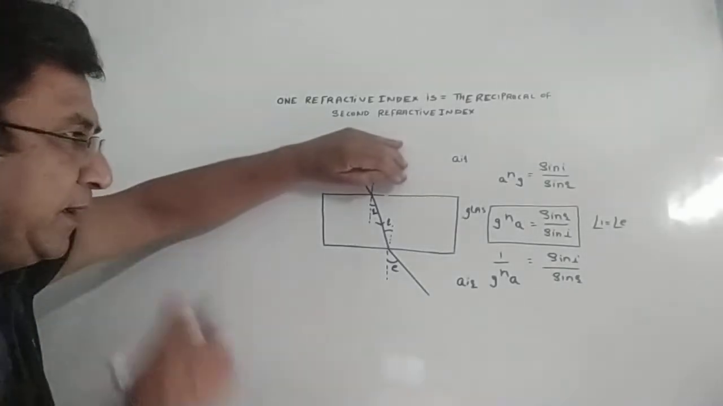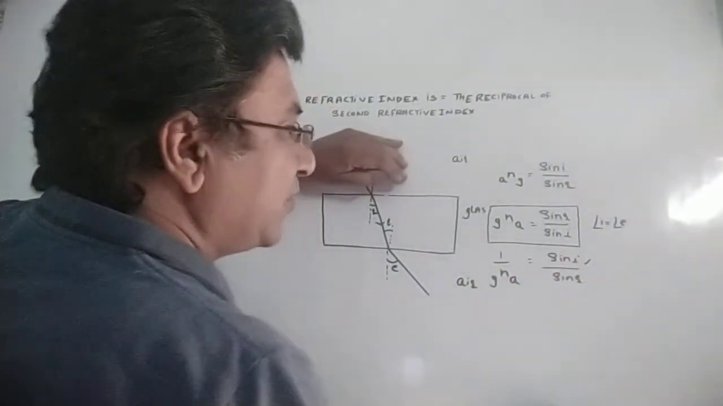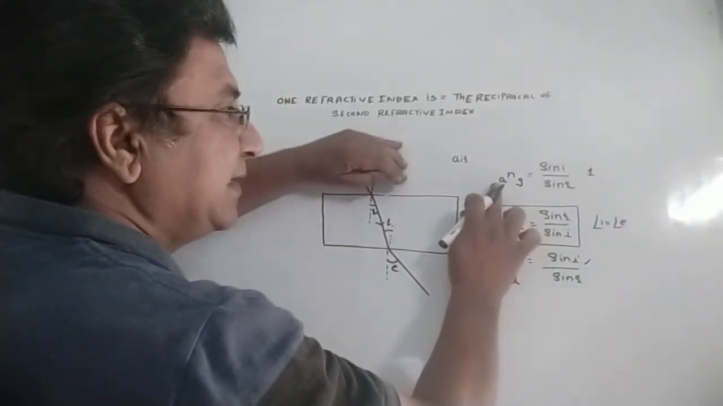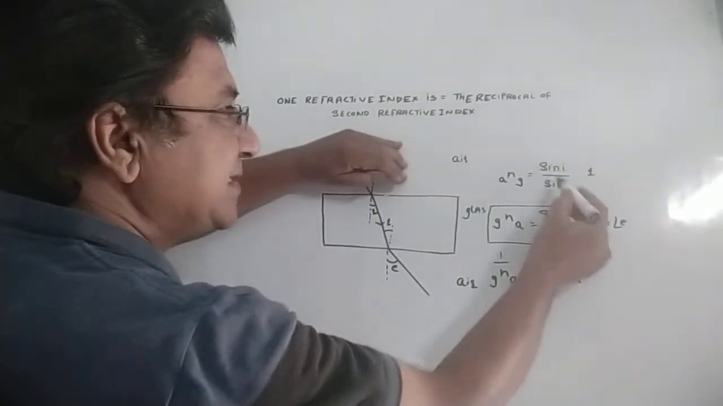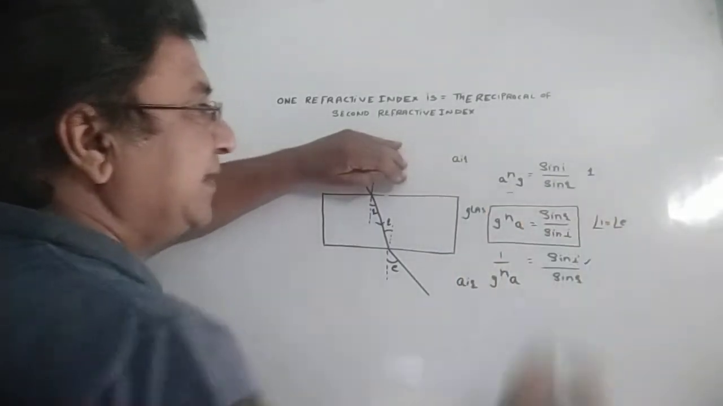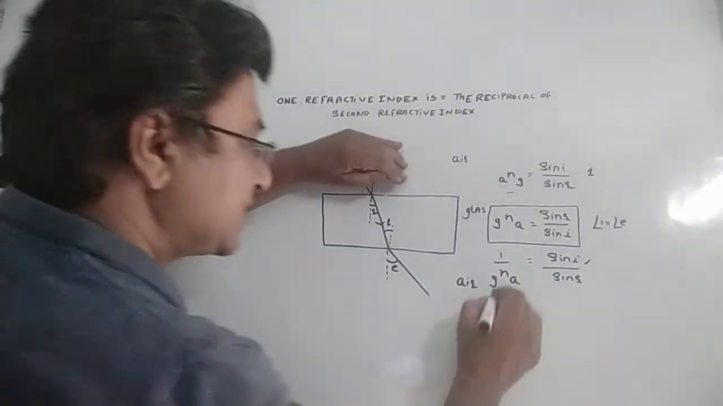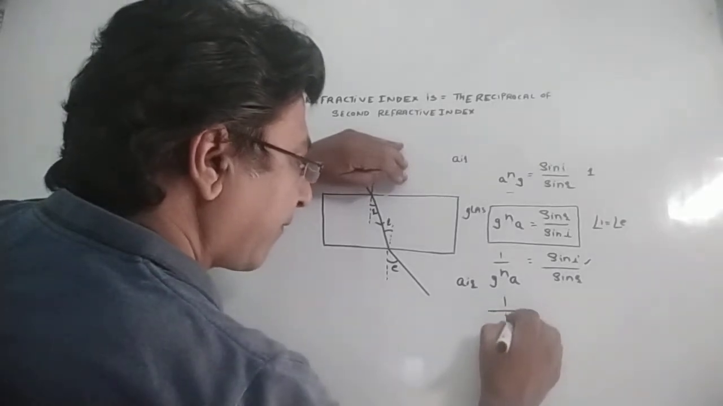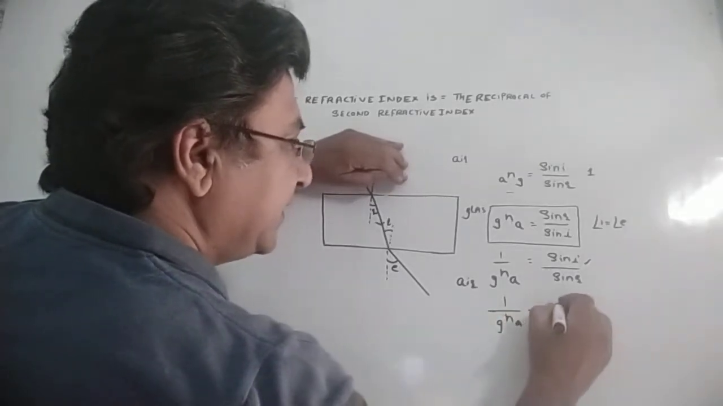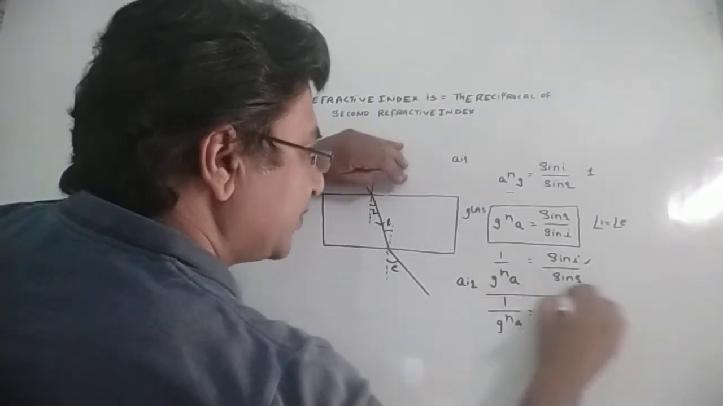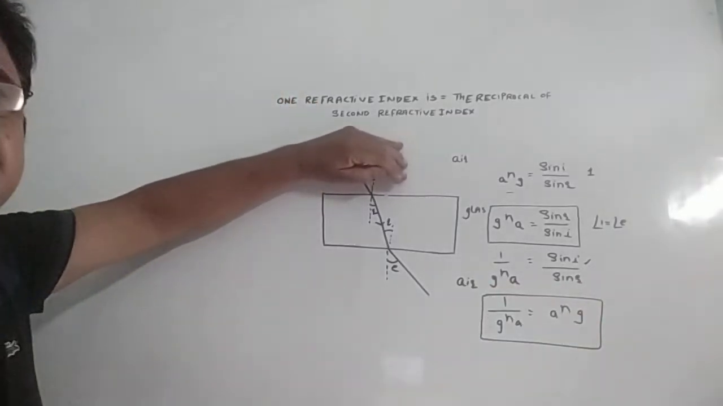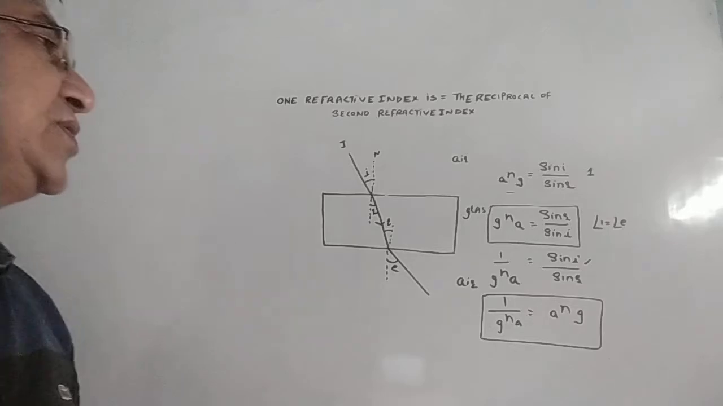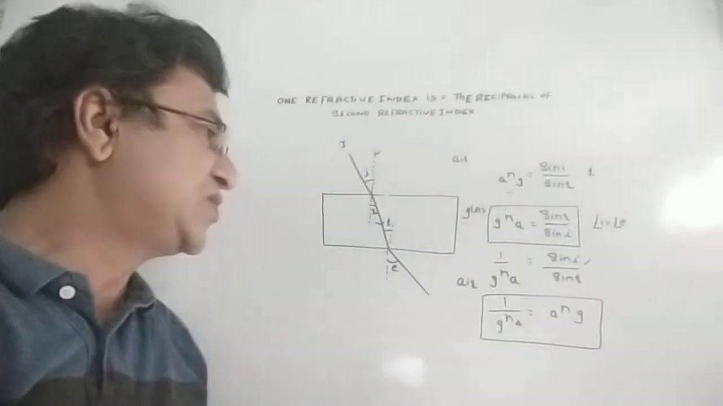Simple mathematics. But this sin I upon sin R, as we see in the first equation, is equal to the refractive index air to glass. So instead of writing sin I upon sin R, we can write the refractive index air to glass. So let's write that. Glass to air is equal to the reciprocal of air to glass. So this proves that one refractive index is equal to the other's reciprocal refractive index. So this is a 2-mark question which comes in MCQs also.